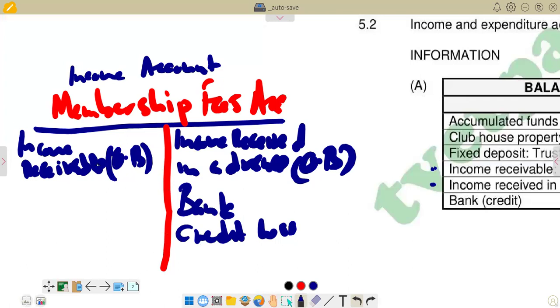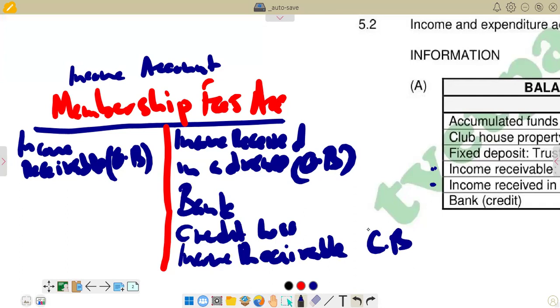So our closing balances: if it's income receivable at the end, income receivable now will come on the credit side. If it's a closing balance, it will come on the credit side. And then also we have income received in advance.